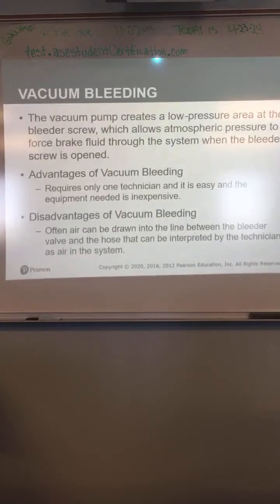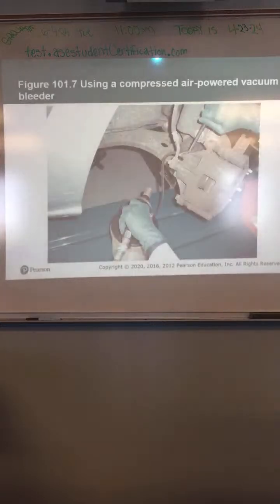On the vacuum bleed, that one uses a vacuum pump, creates a low pressure area at the bleeder screw. What that does is just draw the fluid through it, okay? You're just pulling the fluid through the system. Advantages, you can do that by yourself. Equipment is inexpensive and easy to use. Disadvantages, often air can be drawn into the line between the bleeder valve and the hose. It may be interpreted as air in the system.